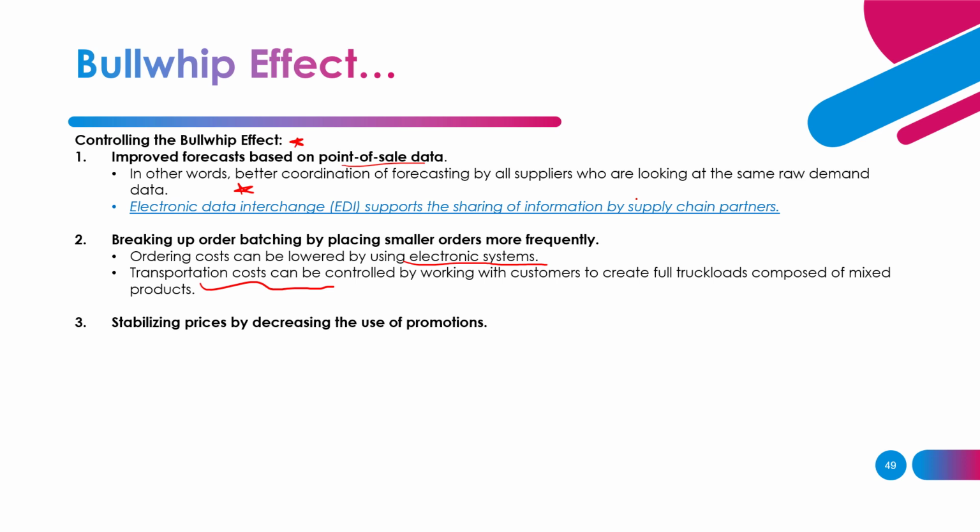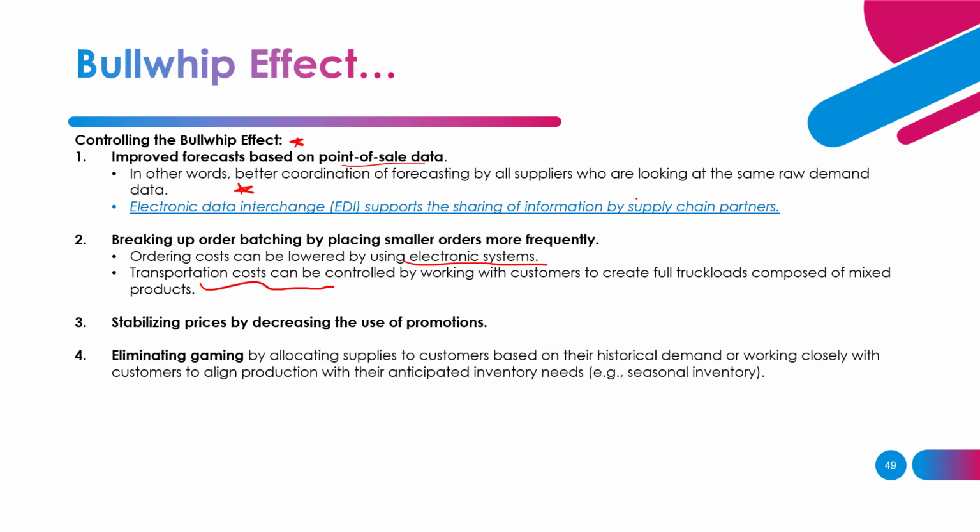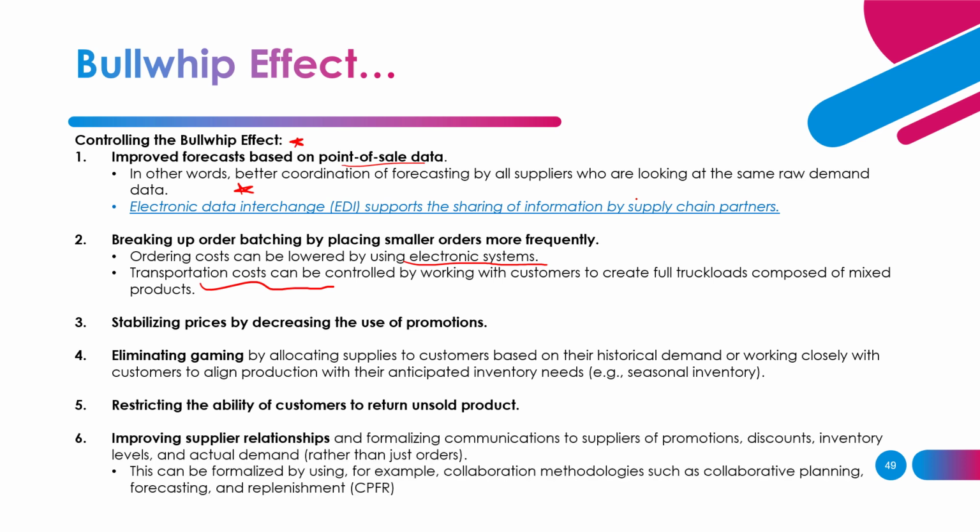The third one, we can stabilize the price by decreasing the use of promotional activities. The fourth one, we can eliminate the gaming, or we should start reducing the promotional activities, and then only rely on the historical demand, and closely work with the customers in order to make the production smooth. That way we would be able to reduce the bullwhip effect. The fifth one is we can restrict the customer so that it should not return its unsold product. Okay, as well as the most important one, we should improve the supplier relationship.